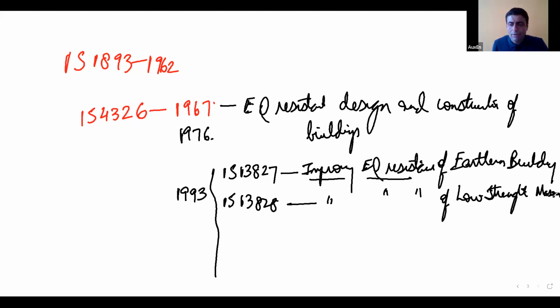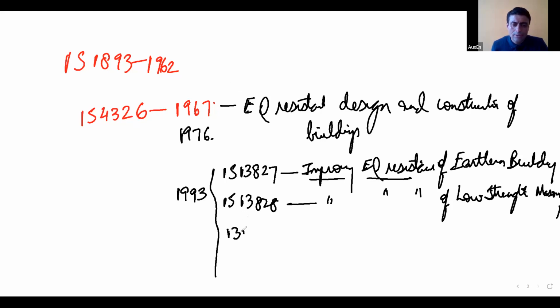For example, if you have a low strength masonry of M5 grade or even lower, then structures made out of those, again in a lot of rural areas, even in small towns, you will get a lot of structures made out of masonry. So improving EQ resistance of low strength masonry.